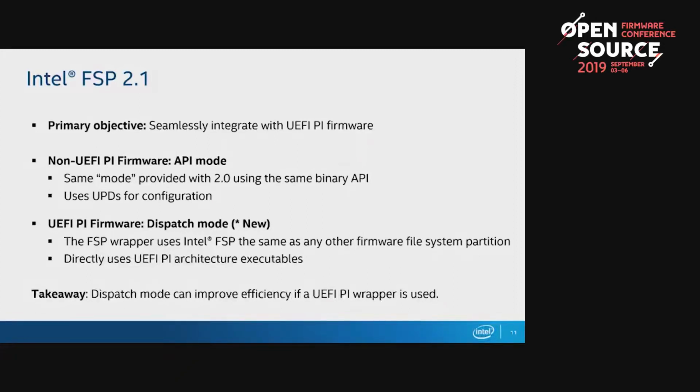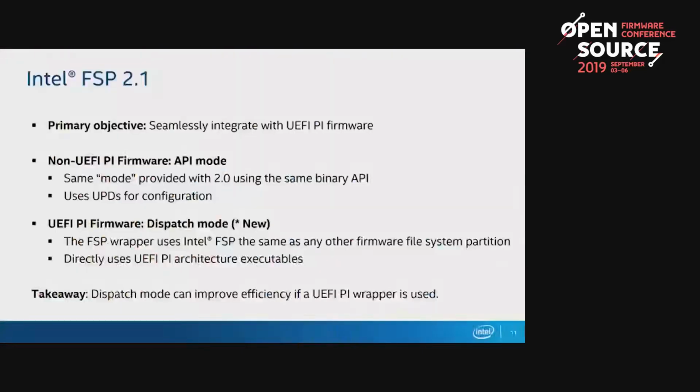This provides two modes, the API mode and the dispatch mode. The API mode operates just like before, but the dispatch mode has an important advantage in that the FSP is treated like a native UEFI PI binary. So that means you don't have to convert from the data structures that are native to EDK2 into the UPDs, and then inside convert back and do this conversion process. You're not converting data structures back and forth as if this is not EDK2 code.